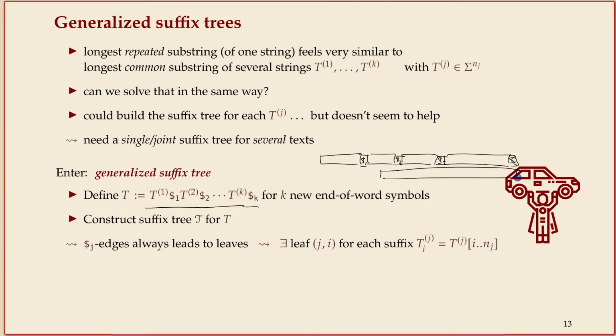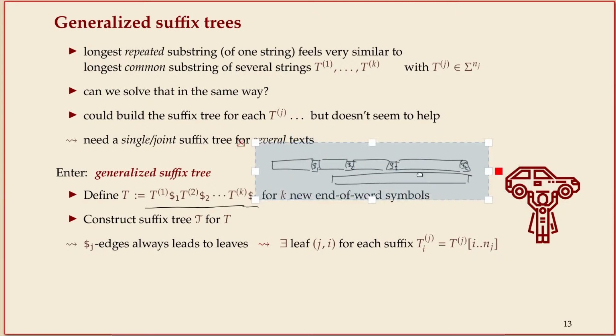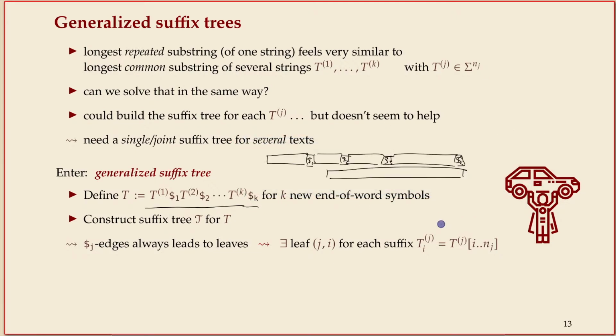say this one, okay, don't want to run into the car. If I take any suffix like this, every suffix of this long text will have a leaf in the suffix tree, in T, the curly T. So there will be a leaf corresponding to this suffix. Now, because all these dollar symbols are different, there's no way that this $2 symbol occurs in any other part in the text. So this leaf will be a branch on its own.